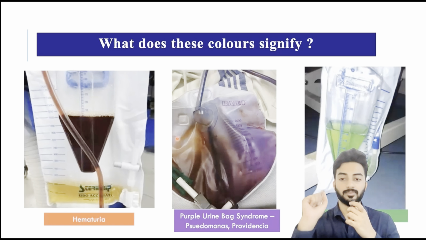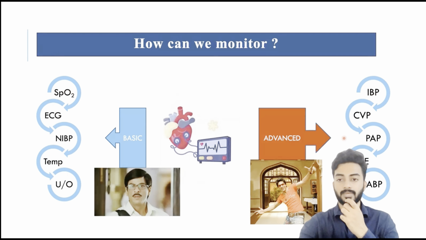As we all said, we have done with the basic monitors, that is SpO₂, ECG, NIBP, temperature and urine output. So it is very simple. Now we are going to the advanced and complicated monitoring, that is IBP, CVP, PAP, TEE and IABP.